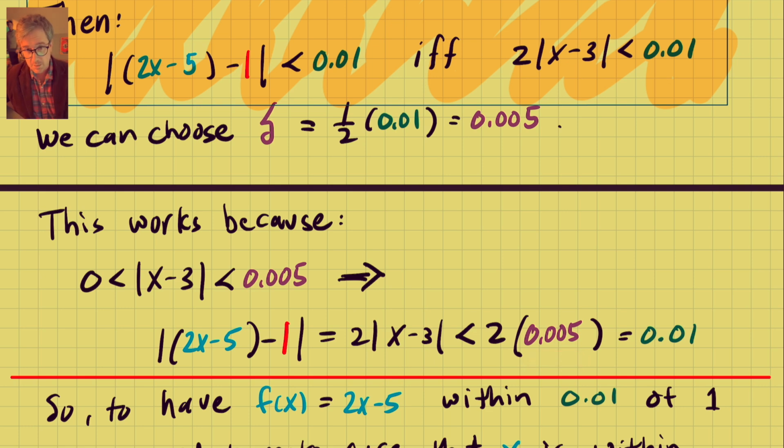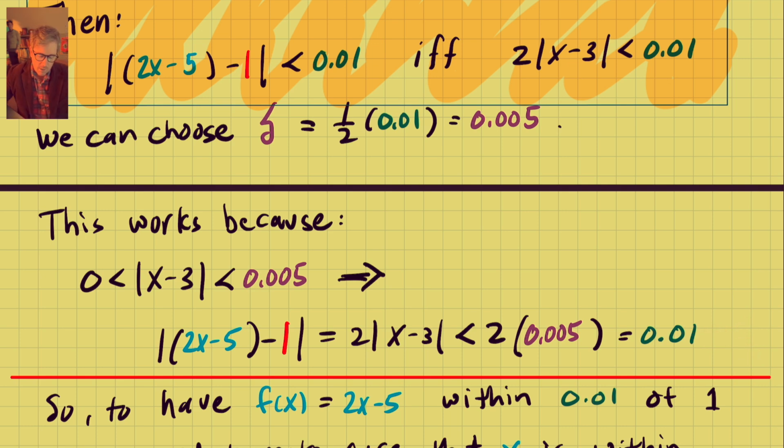Now, do we see where that came from? Well, we assume this is true, right? We assume that this part is true. And if that part is true, then that means this x minus 3 specifically is less than this, right? And so this whole expression is less than 2 times this, okay? And what is 2 times 0.005? It's 0.01, which is our epsilon, okay?